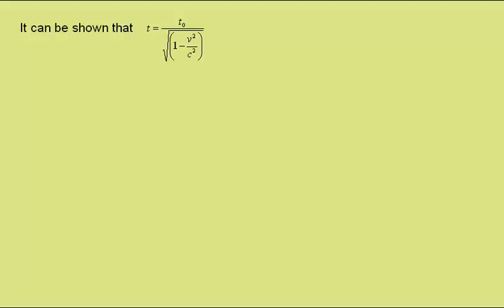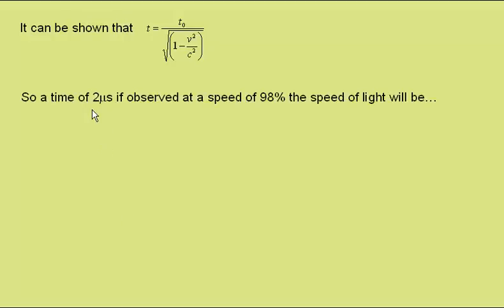Let's see how this equation applies to the fast-moving muons. So there we had a time of 2 microseconds according to the muons themselves, but we were observing them at a speed of 98% the speed of light. So to work out the speed first, the speed will be 98% of 3 times 10 to the 8 meters per second, the speed of light. This comes out at 2.94 times 10 to the 8 meters per second.